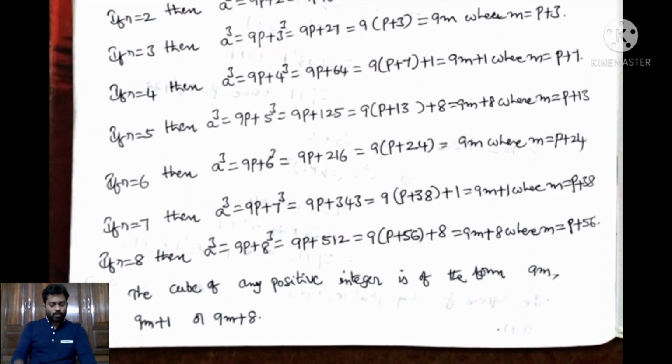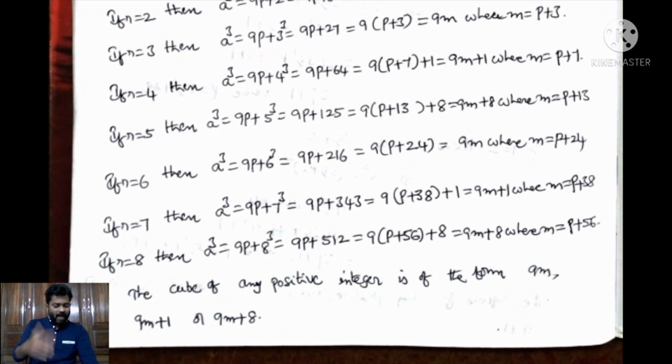If r equal to 0, then a cube equal to 9p, that equal to 9m, where m equal to p. Then after, if r equal to 1, then a cube equal to 9p plus 1 cube, that means 9p plus 1, that equal to 9m plus 1, where m equal to p. If r equal to 2, then a cube equal to 9p plus 2 cube, that is 9p plus 8, 9m plus 8, where m equal to p.